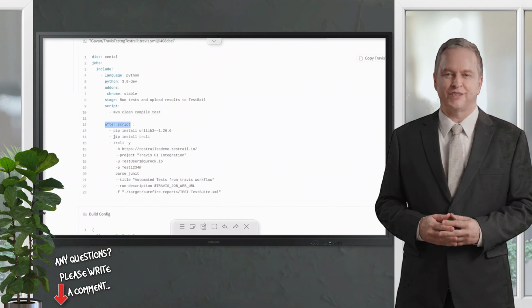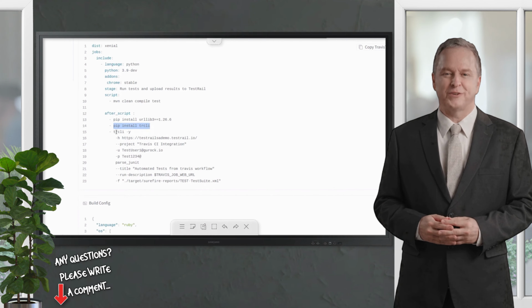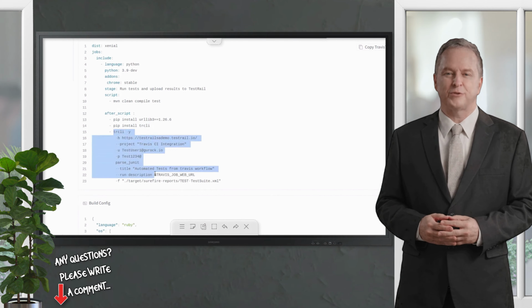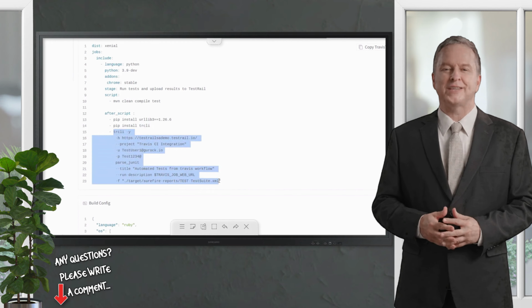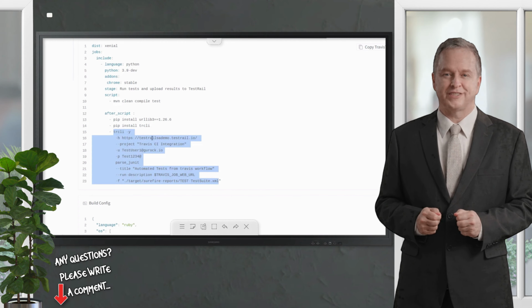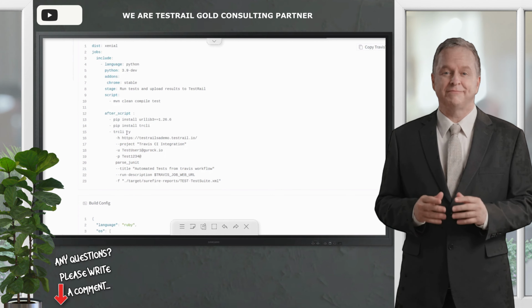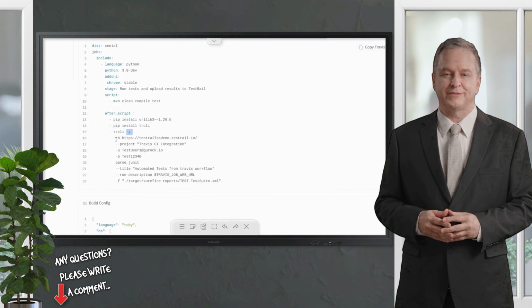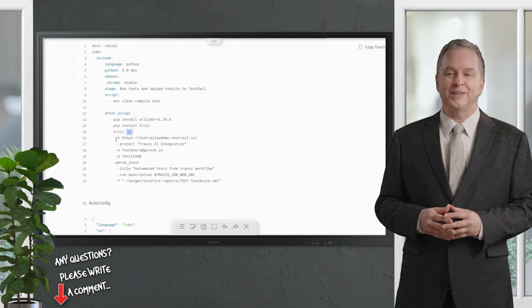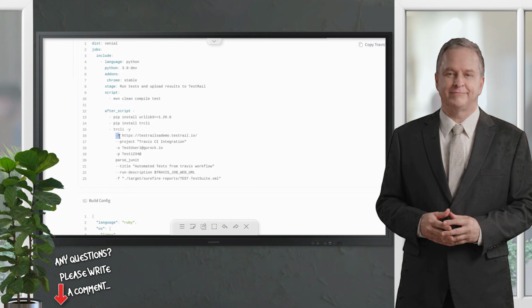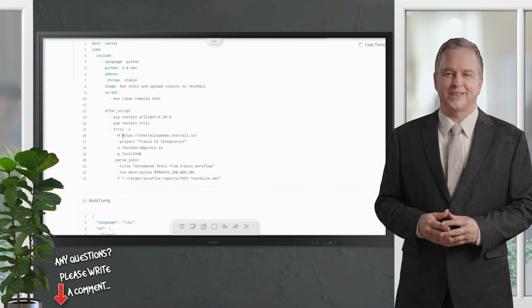In the AfterScript section, I'm first installing the TestRail CLI, then defining the configuration to upload the test results to my TestRail instance. Here you can see various options, for example -y, -h, and -u. Let's try to understand what they mean. When you're using -y option, the CLI is going to create all the entities in the TestRail for you. The -h option specifies the TestRail instance where you want your results uploaded.